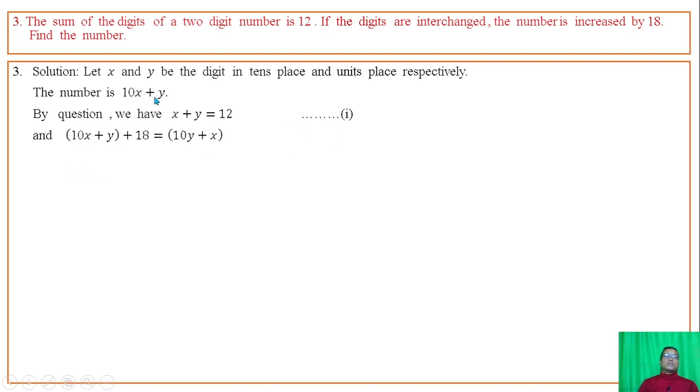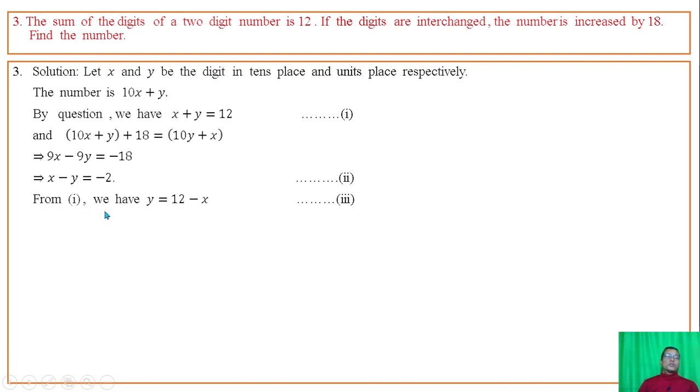When the digits are interchanged, the new number is 10y plus x. The interchanged number is 18 more than the original number. Transferring and dividing by 9, we get x minus y is minus 2, which is equation 2. We can solve equations 1 and 2 by any algebraic method.